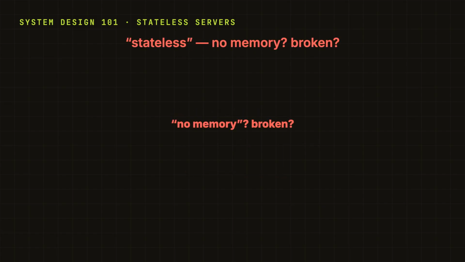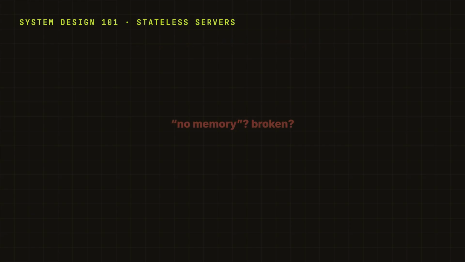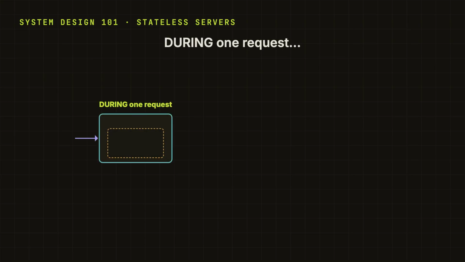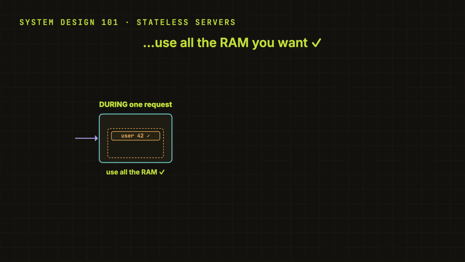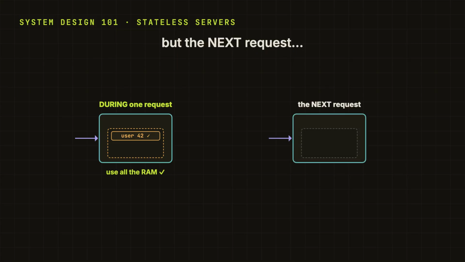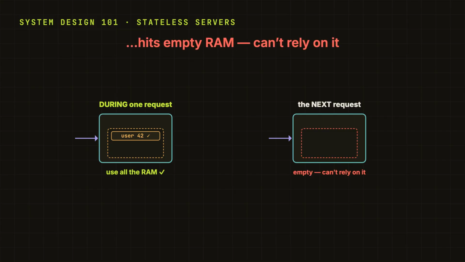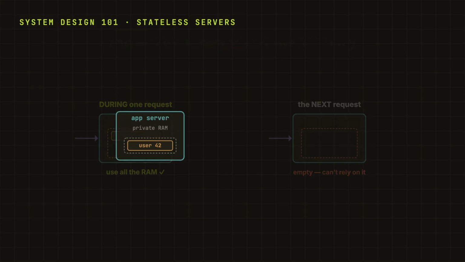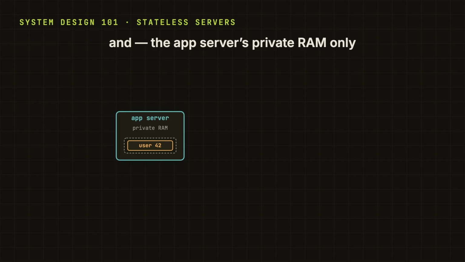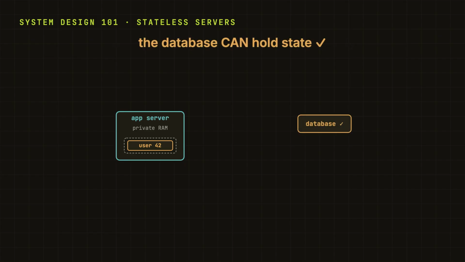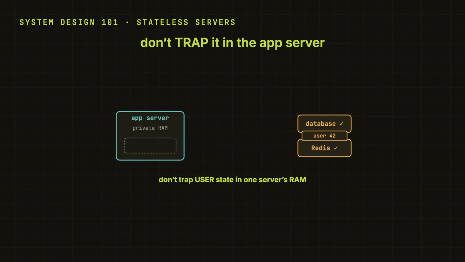Now, stateless. It sounds like the server has no memory, which sounds broken. But that is not it. A stateless server can use all the memory it wants while it is handling one request. Stateless only means it does not rely on the memory still being there for the next request. And an important part, this is about the app server's private RAM only. The database can hold state, Redis can hold state. All of that is fine. We are only saying do not trap the user state inside one app server's memory.